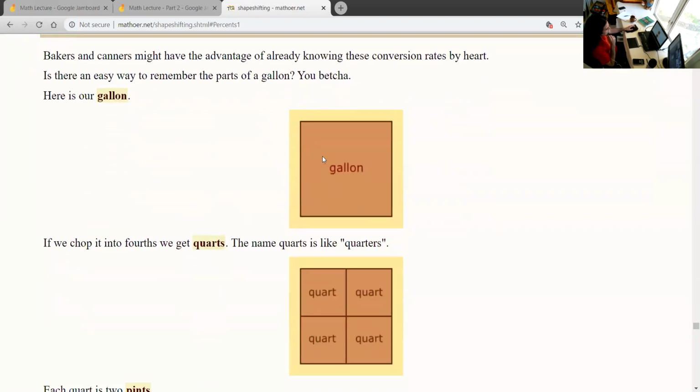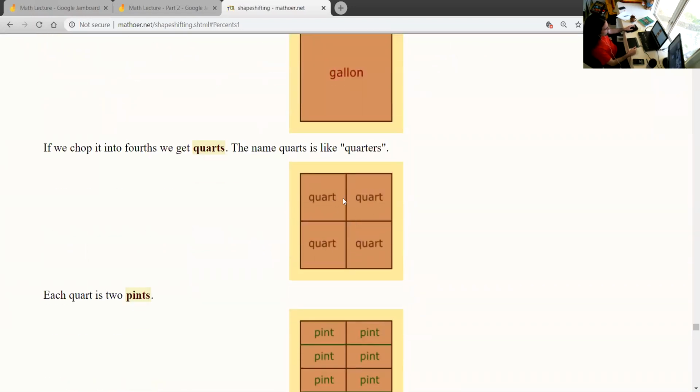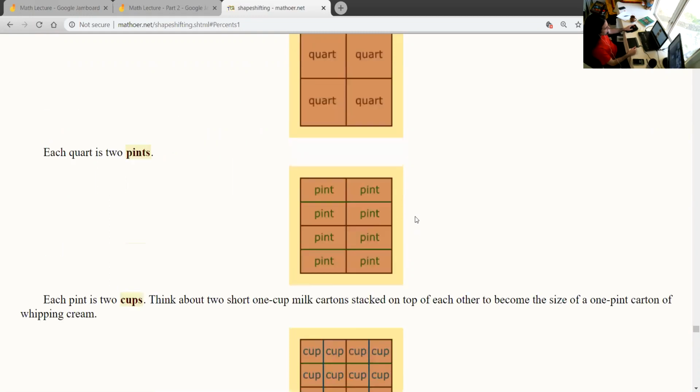Sure. So everyone, if you've been tuning out, because I've just been doing story time, look back at the screen now and see where I have a box that's my gallon. So if I cut it up into quarters, then the name quart goes like quarters. It's a quarter of the gallon. And if I cut each quart, then I get pints. So if you have seen the Hobbit movie where they are so excited they have quarts as well as pints, right?